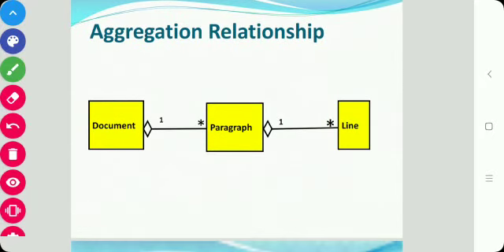representation of the aggregation, where this diamond symbol represents the aggregation, meaning a document contains multiple paragraphs and one paragraph contains multiple lines. So this is the aggregation symbol, which is represented by a diamond, and it is represented at the composite end of the relationship. So here one document consists of multiple paragraphs and one paragraph consists of multiple lines. So this is the aggregation relationship.